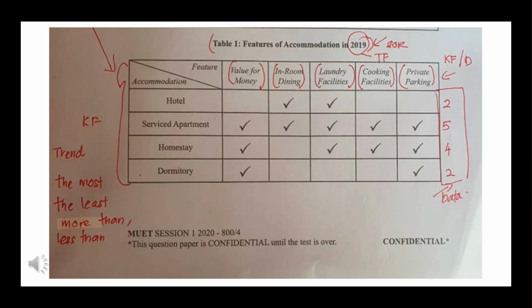Alright. Now, as for the key features here again are the features here of the accommodation as well as the accommodation itself. Hotel, service apartment, homestay, and dormitory. Value for money, in-room dining, laundry, cooking facilities, and private parking. As for the data, the features given also come as data. How many data is given there? For hotel, you can see that 2 features. Service apartment, 5. Homestay, 4. Dormitory, 2. As for the trend word, is the most, the least, more than, and less than.